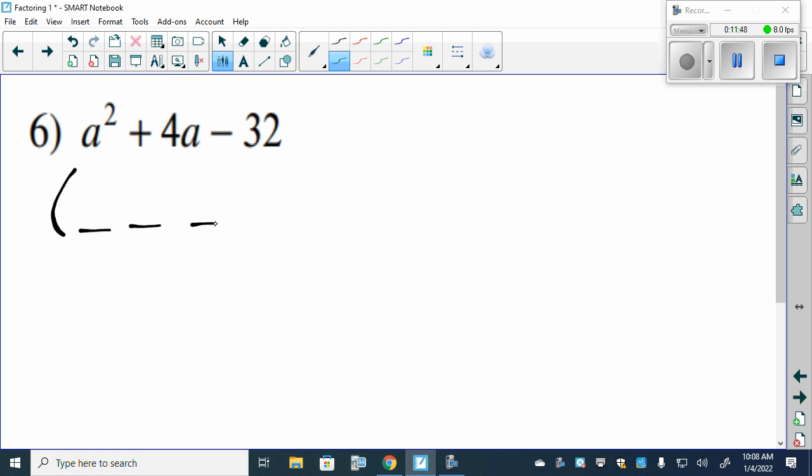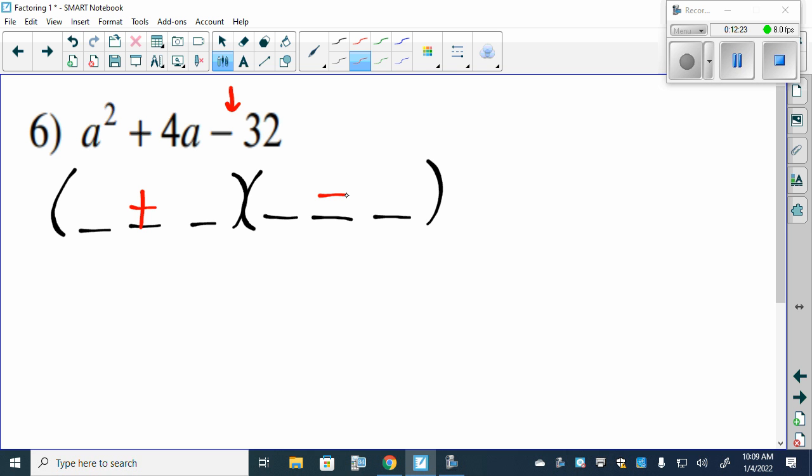So we're going to write our two sets of parentheses with 3 spaces. Which brings us to step number 3, our signs. If the sign of the third term is negative, then the signs are opposite. If the sign of the third term is positive, then the signs are the same and they match the sign of the middle term. Well, here our third term is what? Negative, so our signs are opposite. One's going to be positive and one's going to be negative.